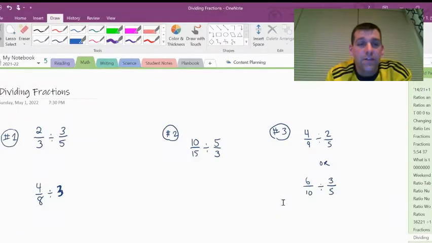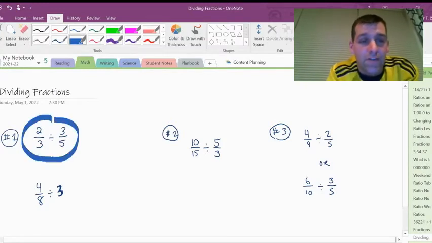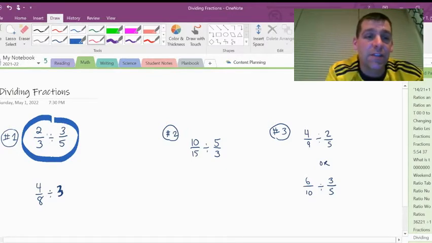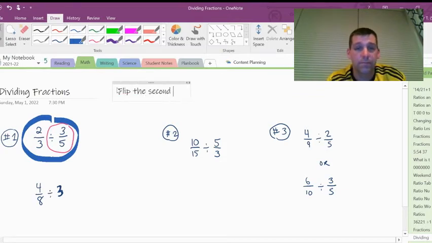Fractions. And thus far, we've done many problems that are very similar to this right here. 2/3 divided by 3/5, right? One of the things that we've figured out is that when we're dividing, we need to look at the second number, and the first option is to flip the second fraction and multiply by the first fraction.